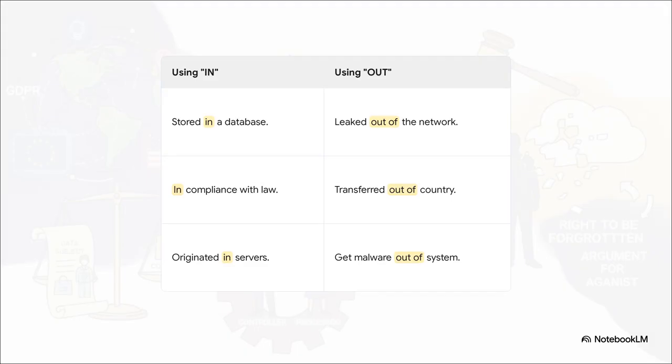Now, let's talk about prepositions. I know, but in legal drafting, these little words have a massive impact. "In" usually describes a static condition or a location. Data is stored in a database, you act in compliance. "Out," on the other hand, signifies movement or removal. Data is transferred out of a country. Using the wrong one can fundamentally change the meaning of a legal clause or misrepresent a security situation in a report.